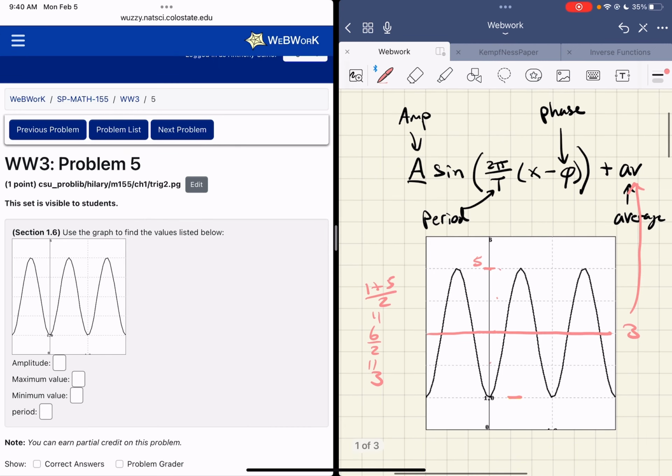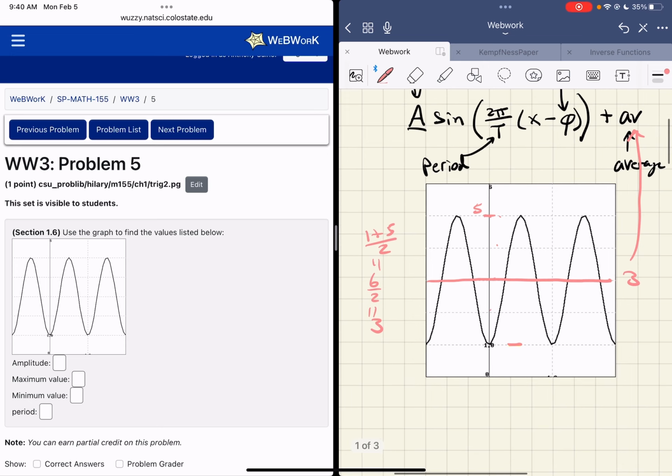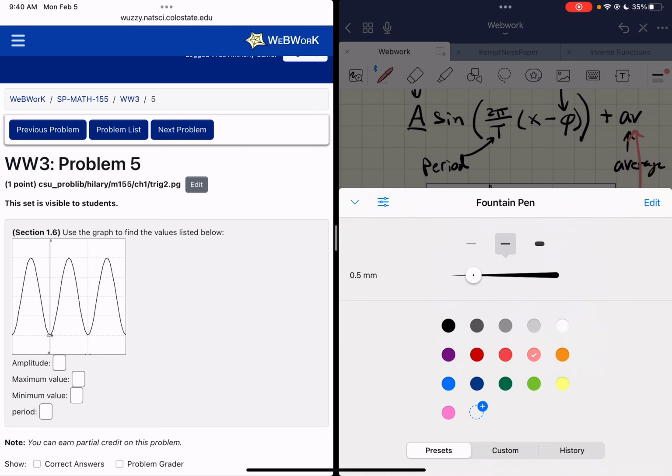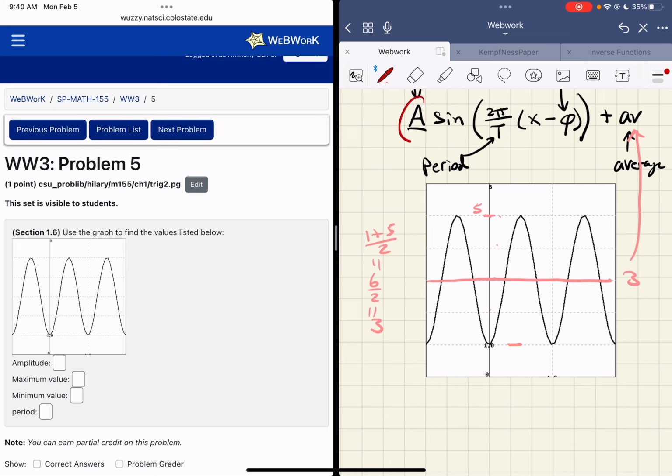All right. Sweet. All right, what's the amplitude? Let's change our color for that. Amplitude is referring to the distance between the average and the peak. And it doesn't matter, that's the same distance as between the average and the valley, okay? And we can sort of see, well, going from 3 to 5, or going from 3 to 1, that's a distance of 2. It doesn't really matter, right? So, okay, that's a distance of 2, and so that's a 2.